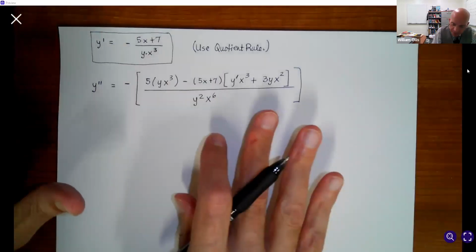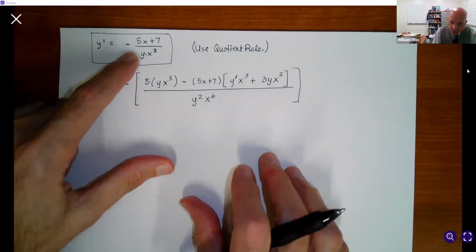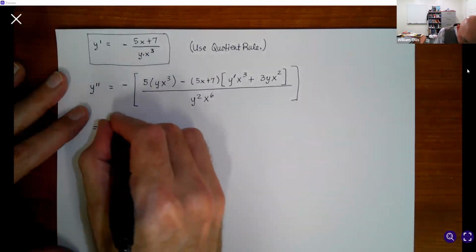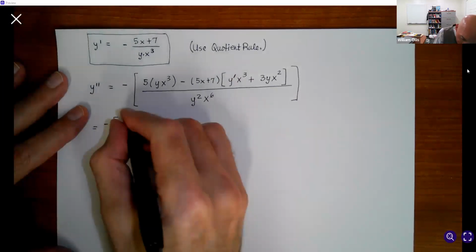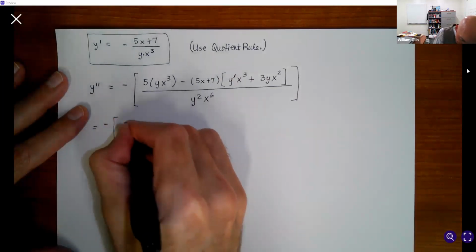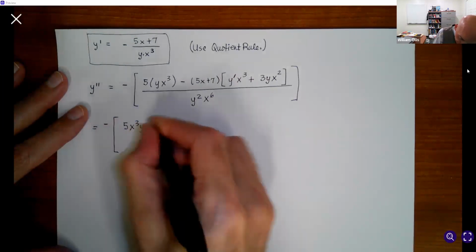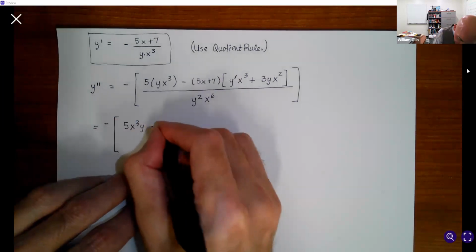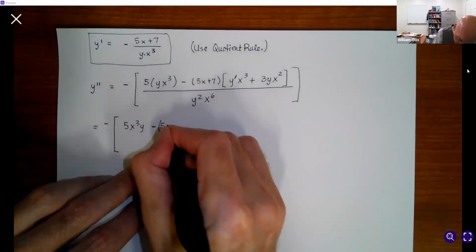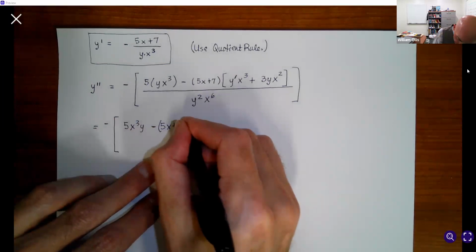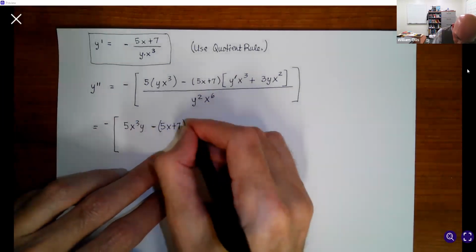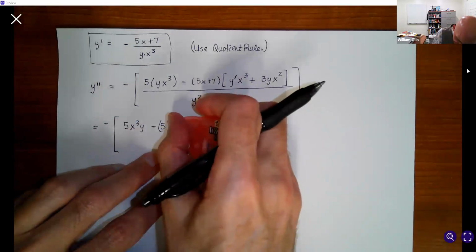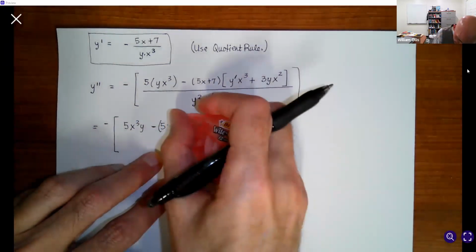Now we want to clean it up a little bit, and then we want to make the substitution for y prime. So again, let's do a little bit of algebra. So we've got what? 5 x cubed y. Now we'll just break this up into pieces. So we have minus 5x plus 7. And if you want, yeah, we can go ahead. Let's do this. Let's go ahead and save ourselves having to write an extra line.